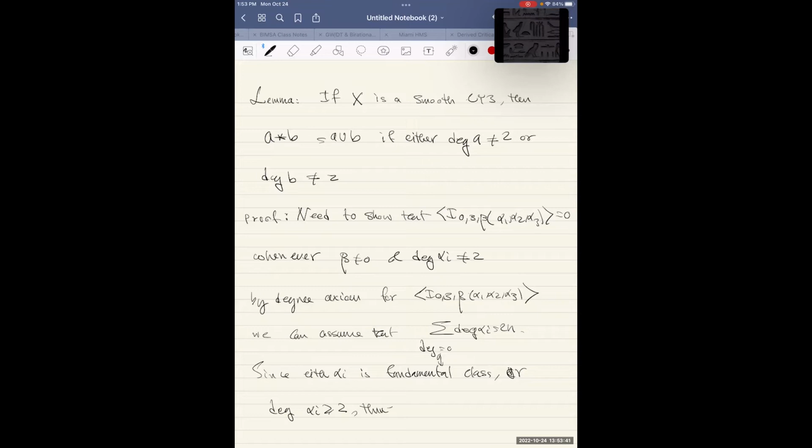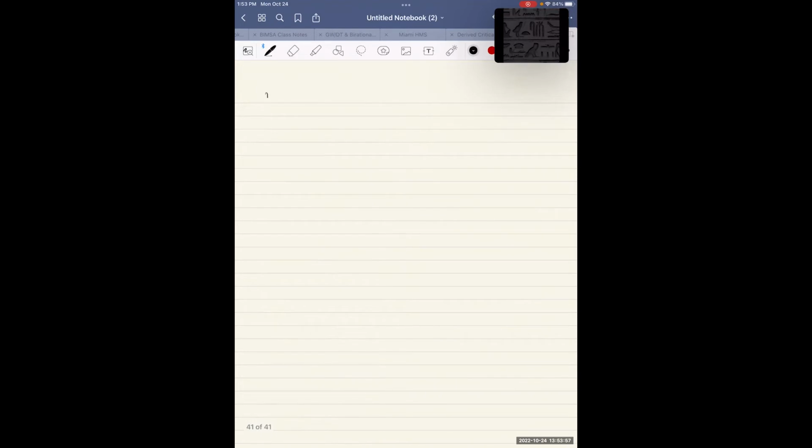Therefore, there are two cases to consider. One case to consider is that one of the αi's is the fundamental class of the variety. Two is that the degree of αi is equal to 2 for every i.